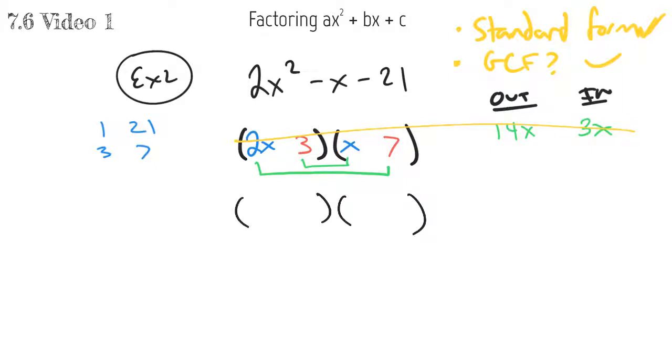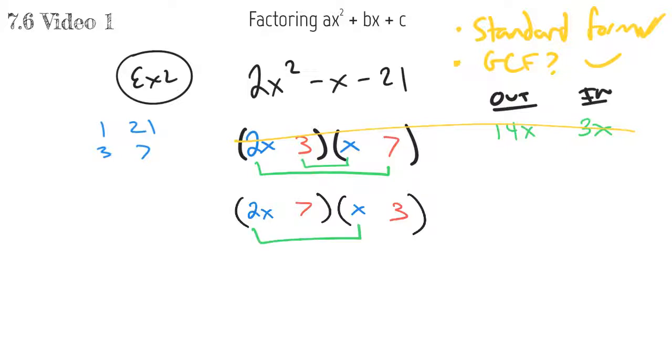Okay, so I still like 2x and x, because that's really the only way to get to 2x squared. But I can switch the 7 and the 3 around. So let's put the 7 here and the 3 there. Right, and now I check my outsides and insides again.